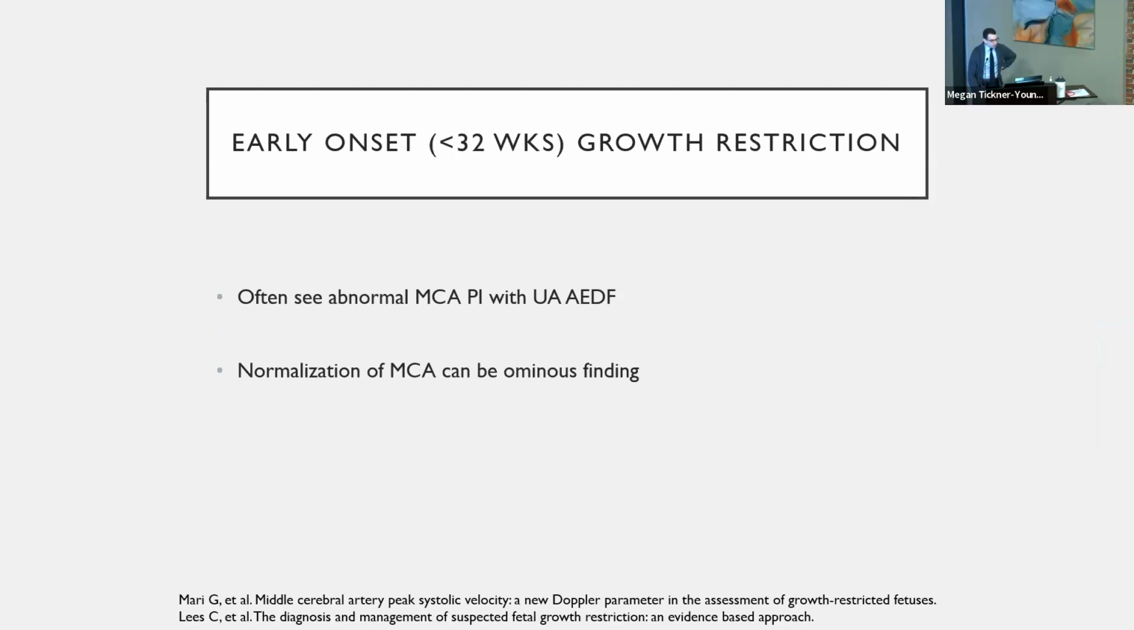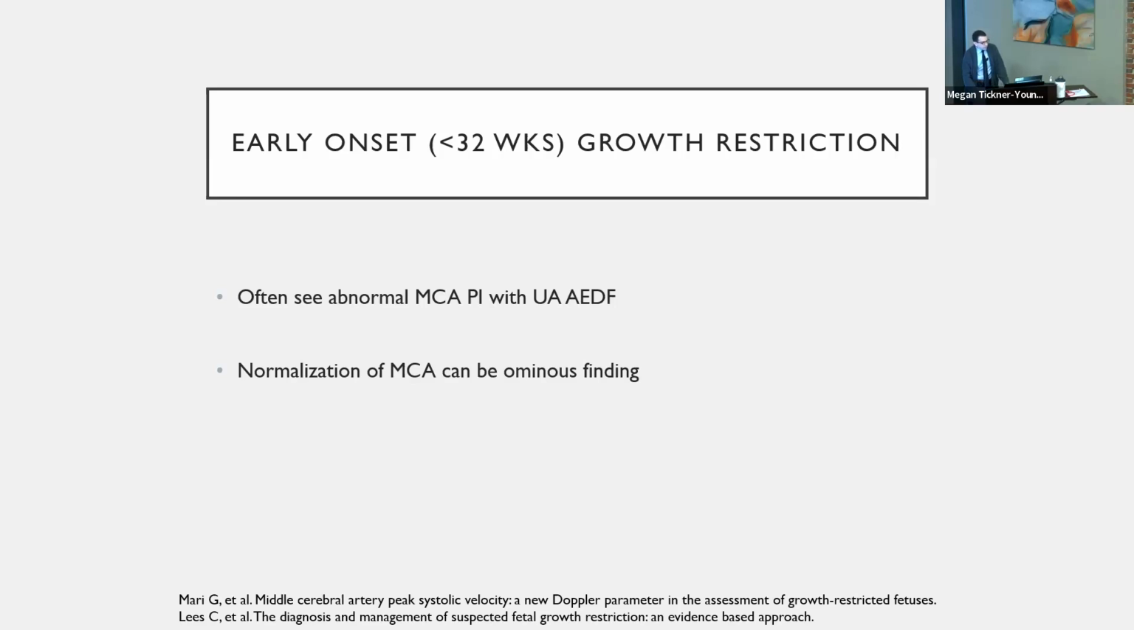In early onset growth restriction, you usually see a significant change in the MCA PI once the umbilical artery becomes absent, although this is really an evolving process. When cardiac output starts to become compromised, you may then see a normalization of the MCA Doppler, which is an ominous finding. The cardiac output is no longer sufficient to pump blood to the fetal circulation. This is usually in the setting, though, of reversed umbilical artery flow or significant changes in the ductus venosus.